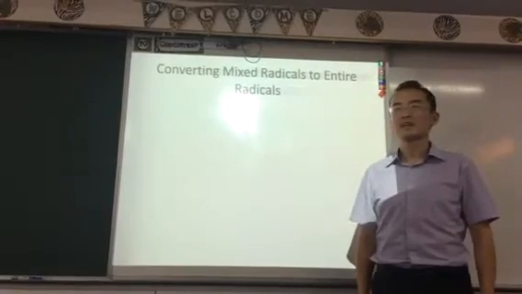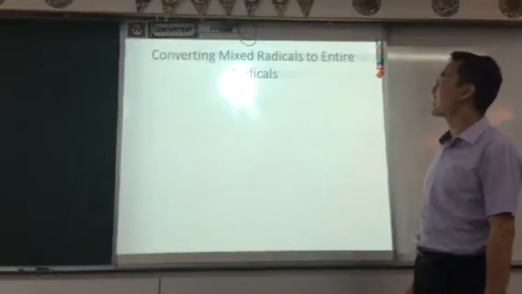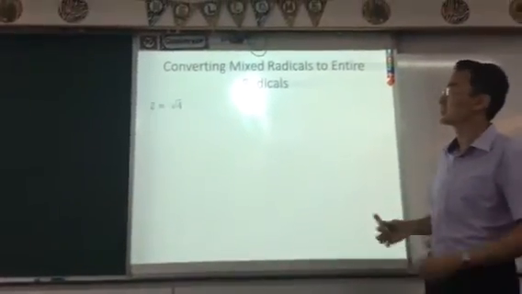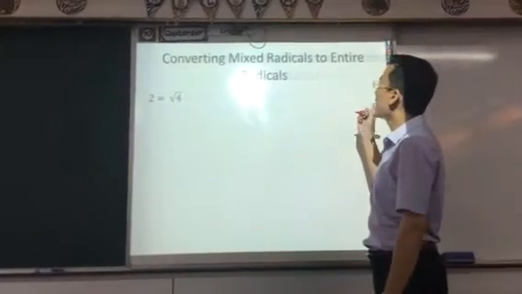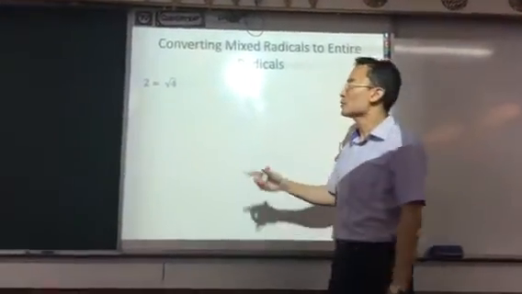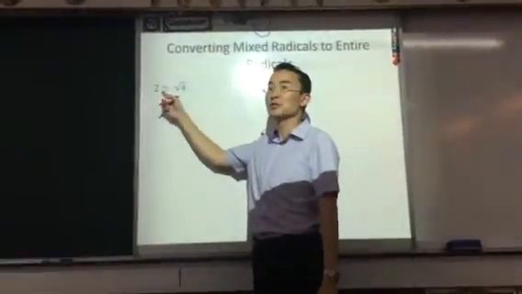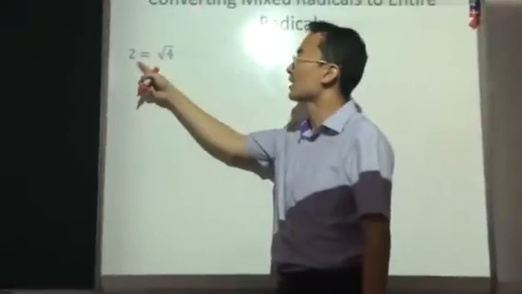Alright, another skill we're going to learn in this unit is converting mixed radicals to entire radicals. Let's look at some examples. So mixed radical to entire radical, you want to turn a whole number back into a radical. For example, how can you turn a 2 into a radical? Well, 2 is root 4. So this is how you make a whole number into a radical.